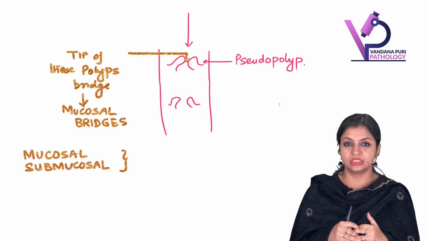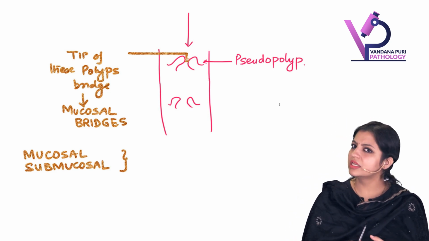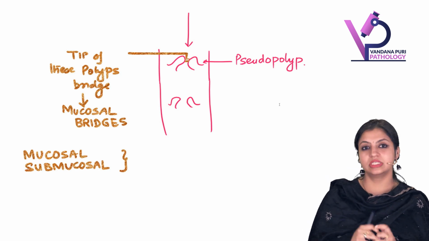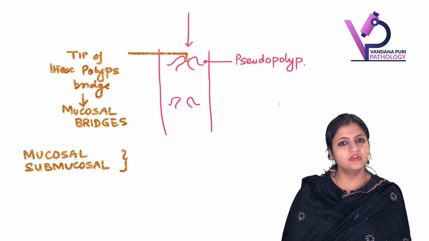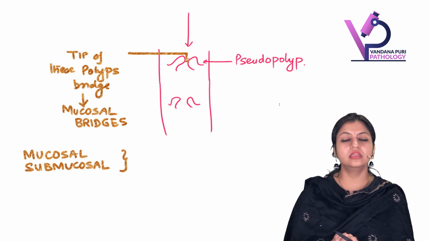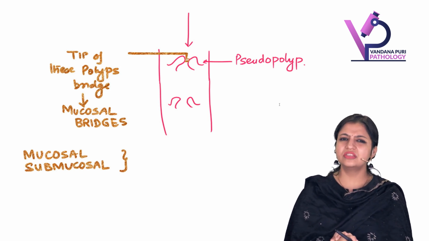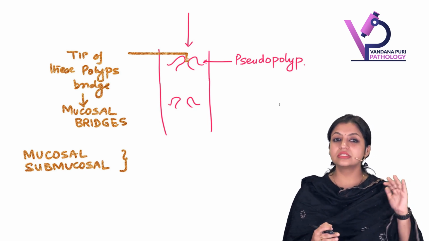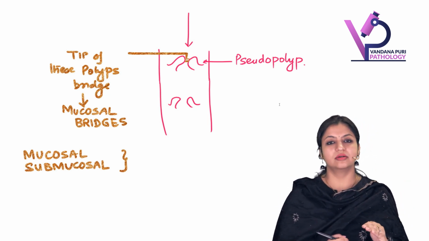Mucosal bridges. Now, where is this occurring? The same question which we asked in Crohn's, the same question I'm going to ask you here also. Where is this occurring? We have already seen it is usually occurring in the large intestine. And second, it is a very superficial disease, so it just involves mucosa and submucosa.